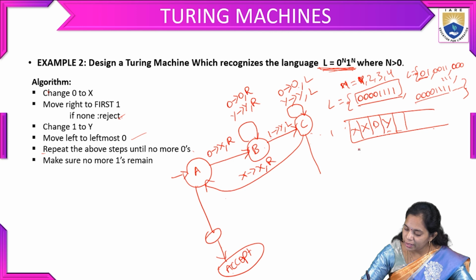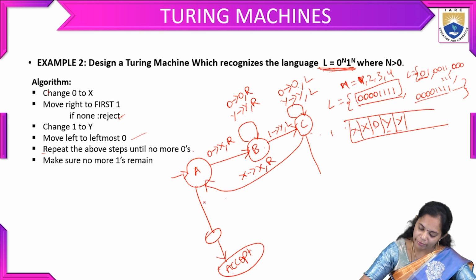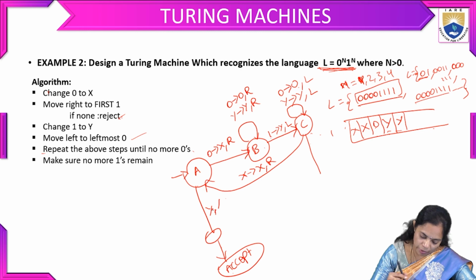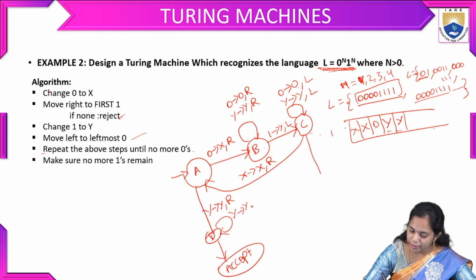And finally, after reading this entire thing, whenever the Y is there, after reading the Y, we have to move to the right direction. So in the right direction, Y tends to Y, and we move right. So this is D, and the right direction. So how many Y's are there? We have to repeat those Y's, replace each with Y, and move to the right direction.